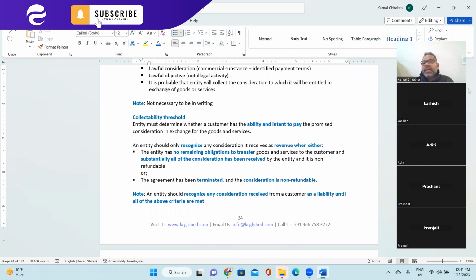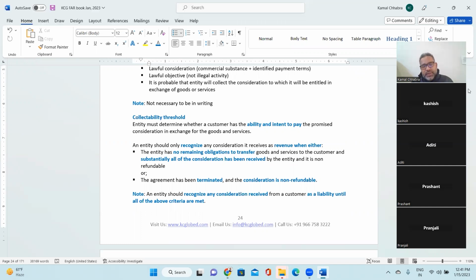For example, like in our example of Prashant and Kamal's contract. Let's say Kamal has given $5,000 advance to Prashant. So this $5,000 in the books of Prashant, would he recognize it as revenue or would it be advance from customer? Until Prashant does the designing part of the work, is it advance or is it sale?